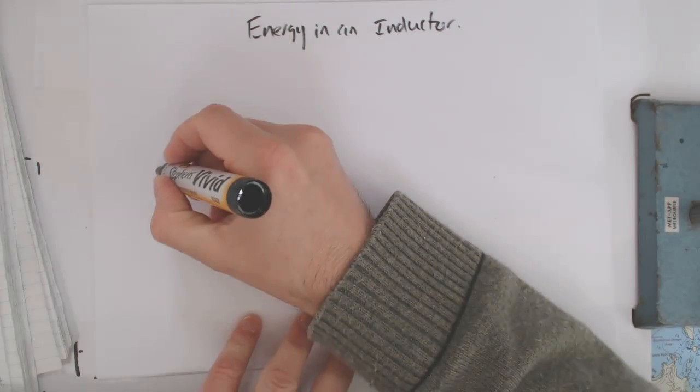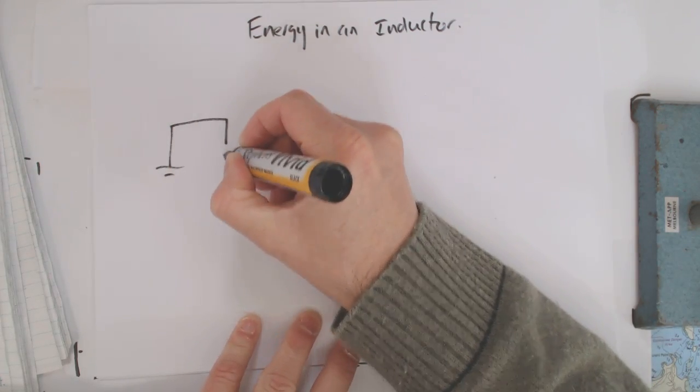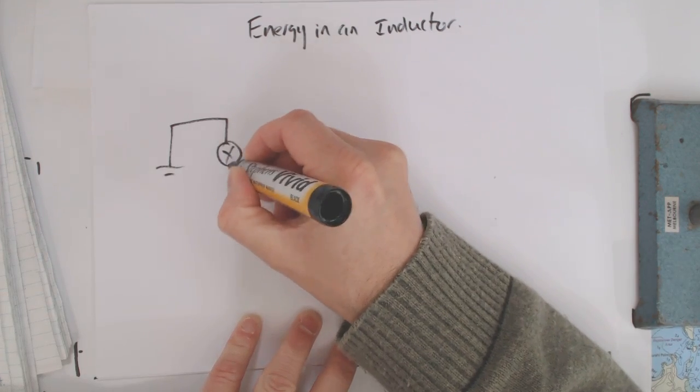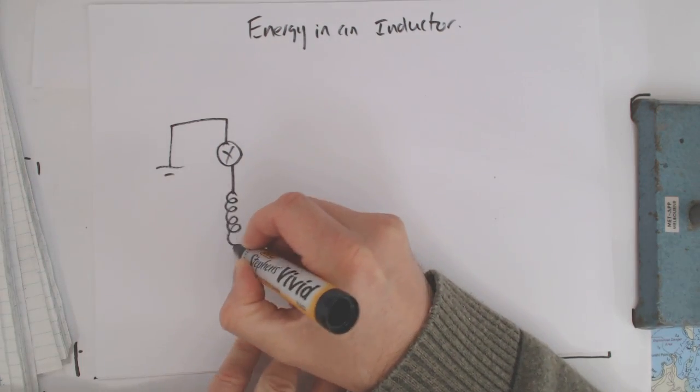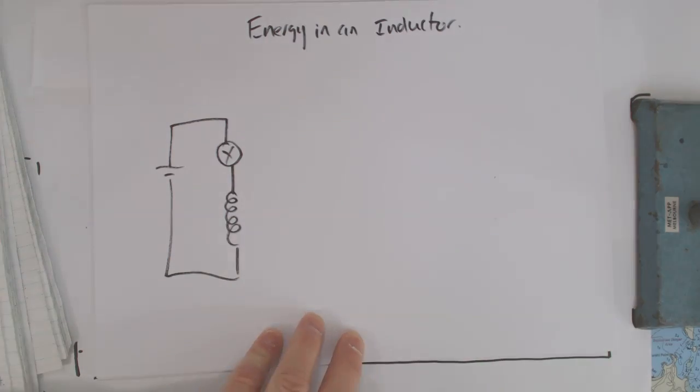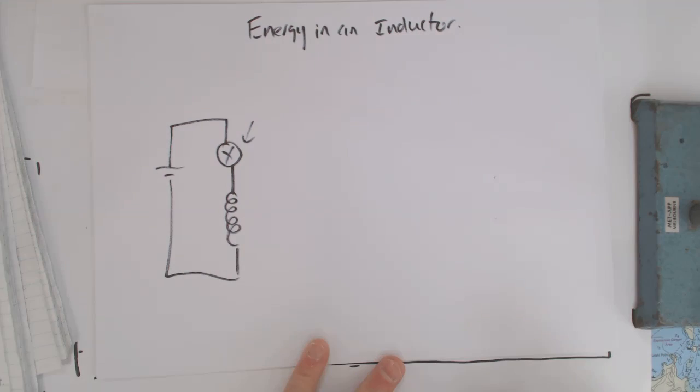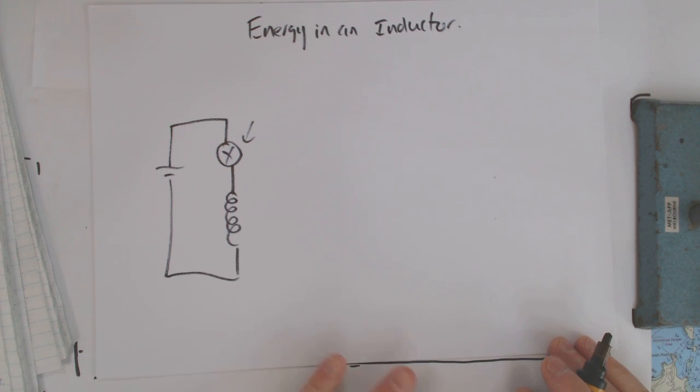So I should draw the circuit, shouldn't I? So what we're saying is we've got this resistor, it could be a lamp if you like, and we've got this inductor. And so the energy supplied to the circuit is going to be energy used by the resistor and energy used or stored by that.